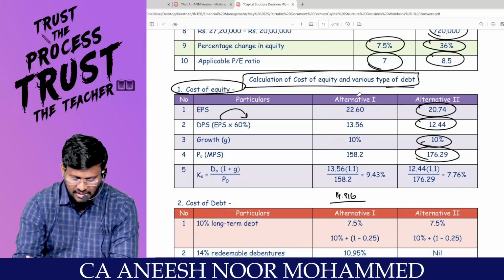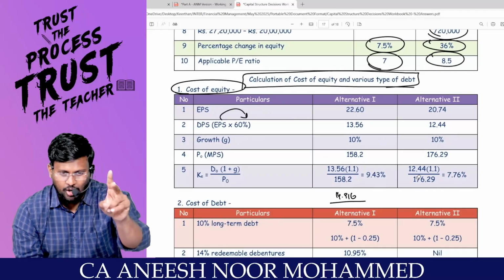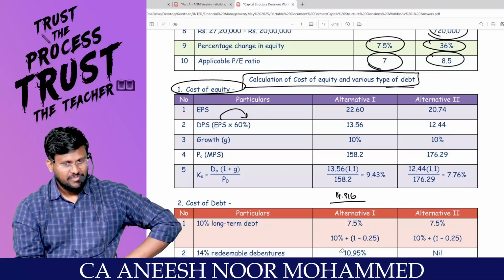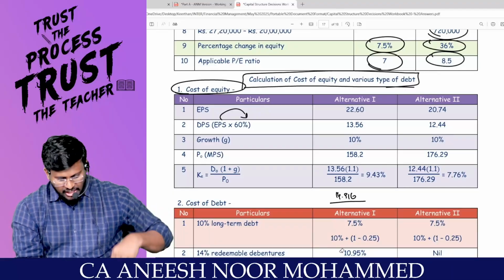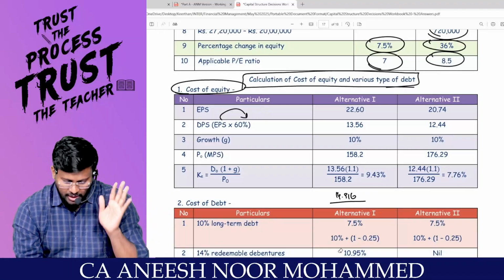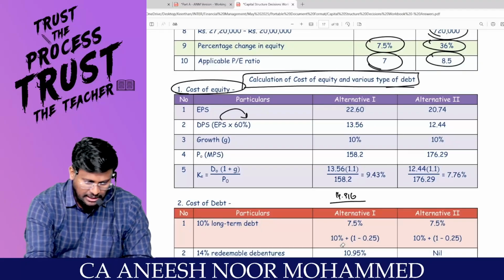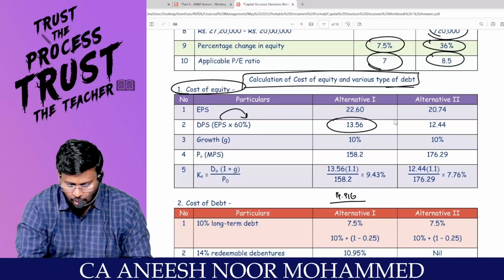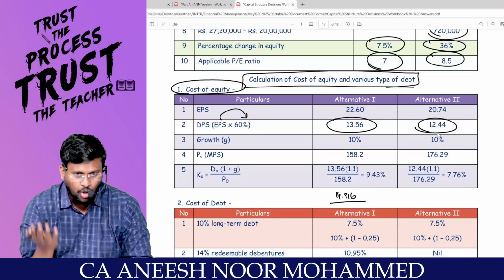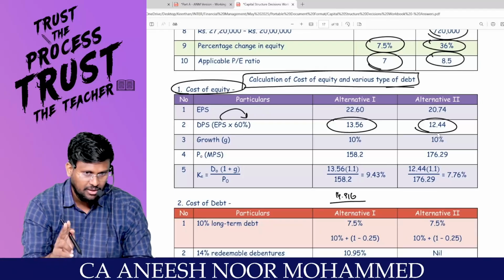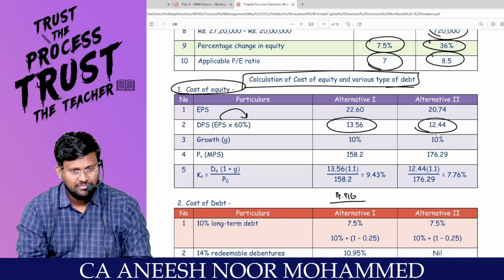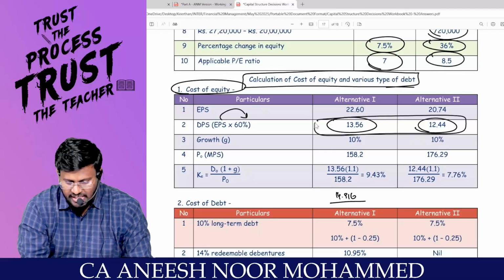Yes sir, correct sir. Either I have to choose alternate number 1 or alternate number 2. If I add the growth, let me ask you a question. Is the DPS same or different? Then automatically G will also be different. That will affect my decision, because this is not one and the same man.